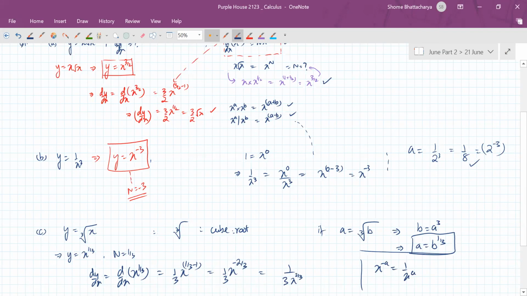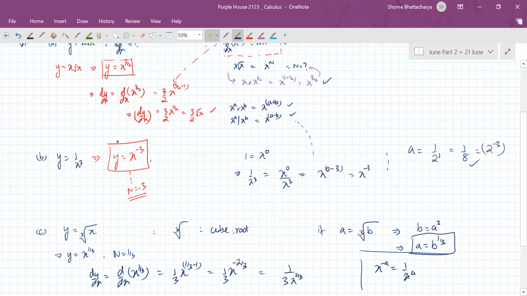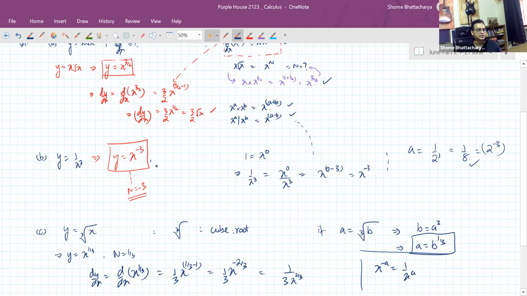Sir, for the B part, the answer is minus 3x raised to minus 4, no? Sorry, for which part, beta? Sir, for B part. B part, yeah. So you have to differentiate. Now, I have not completed this. I have just expressed the value of y. Now you have to apply this formula. No? So what is the value of n? It is minus 3. So just apply this formula now.